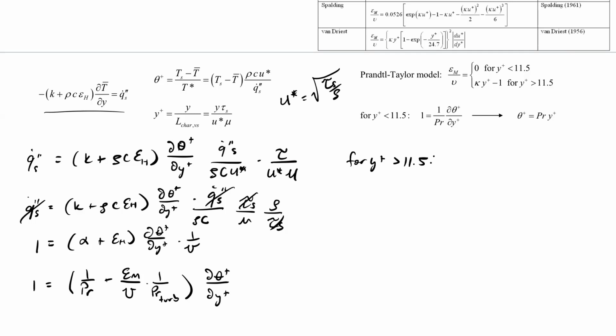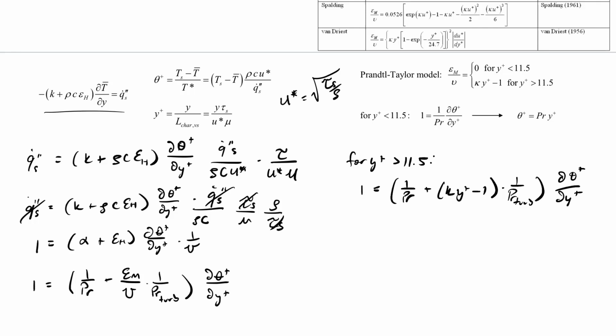Substitute this in. So now, this kind of gets a little bit messy, but we have 1 is equal to 1 over the Prandtl number, plus kappa times y plus minus 1 times 1 over the turbulent Prandtl number times d theta plus dy plus. You see what I did there? I just took our model and substituted it into that equation in the bottom. So we have to now figure out how to do this integral.